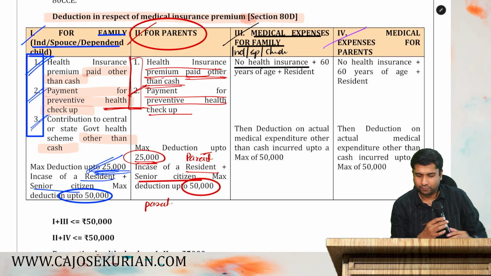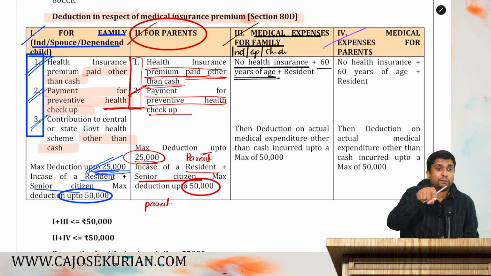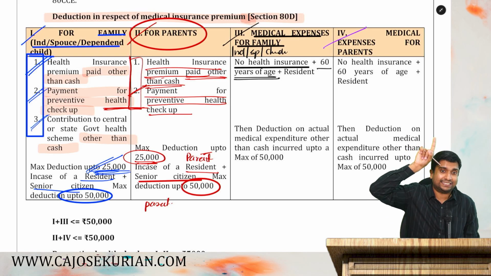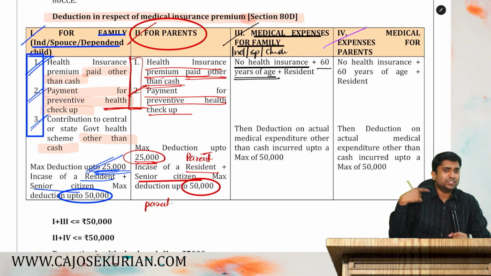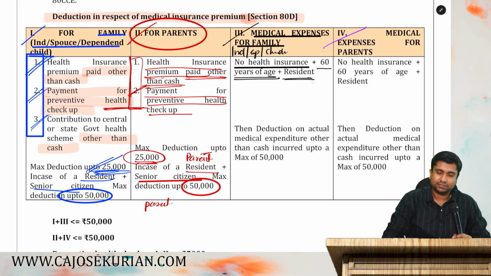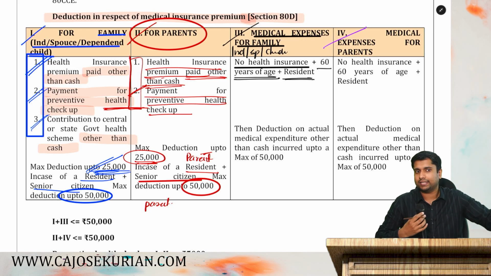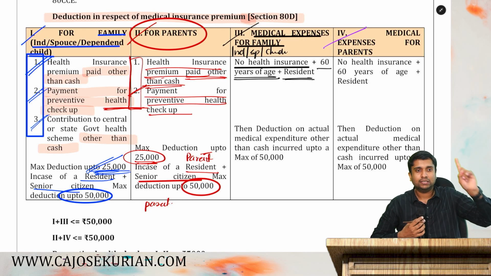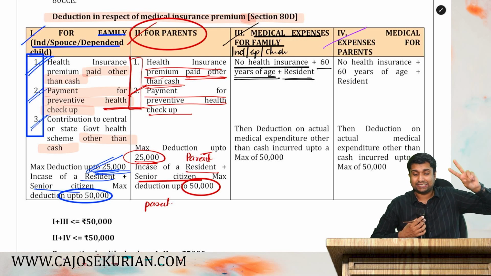Are you with me? Number 2, 60 years of age. The person who has suffered medical expenditure should be at the age of 60 years. That means your spouse or children should be aged 60 or plus. Then that person who has suffered medical expenditure should be a resident. So 3 conditions that you have to satisfy. Condition number 1, there shouldn't be any health insurance. Condition number 2, the age should be 60 or more.